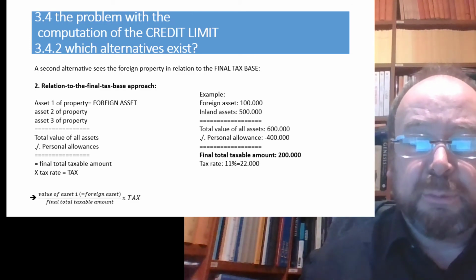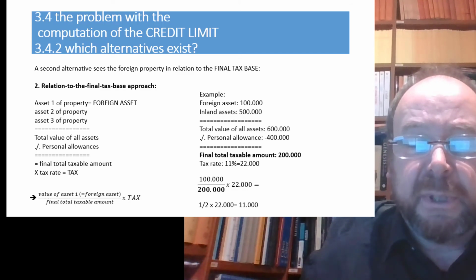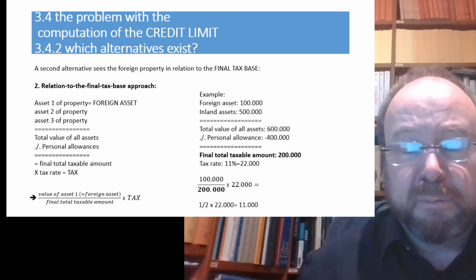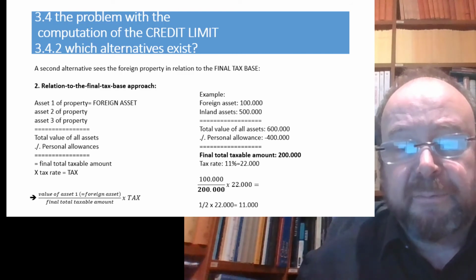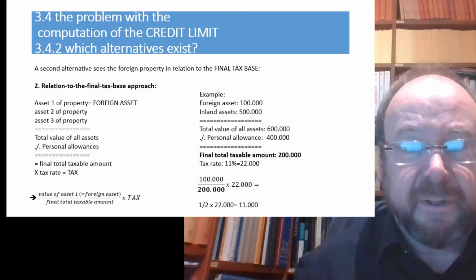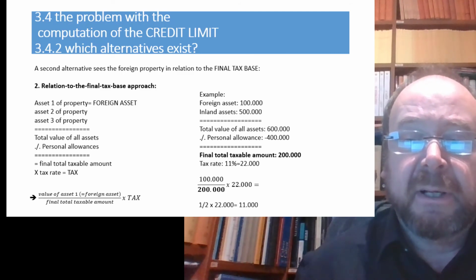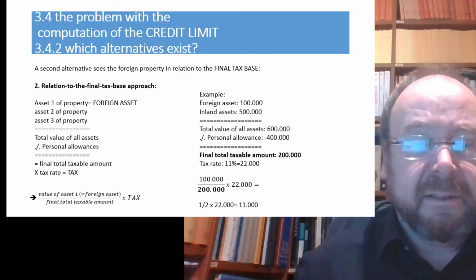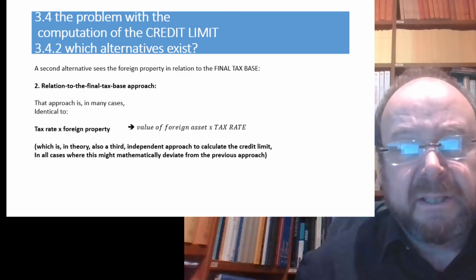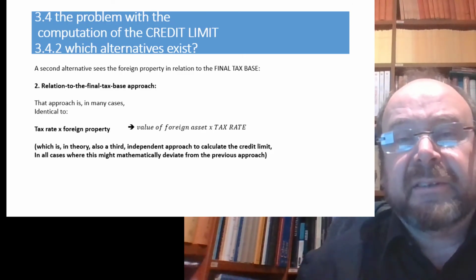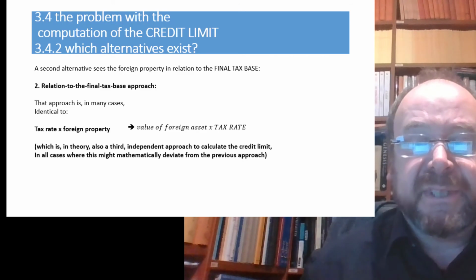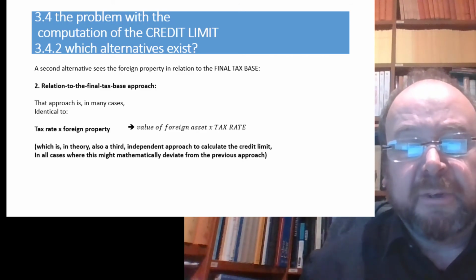And now, surprise, 100,000 divided by 200,000 is 1/2. So we get a considerably higher amount of the overall tax, which is thought to be levied on the foreign property. You can even transform that approach into a nearly mathematically identical approach. That is, that you take the tax rate and apply it to the foreign property value. This is, in theory, in most cases, the same as the former formula.